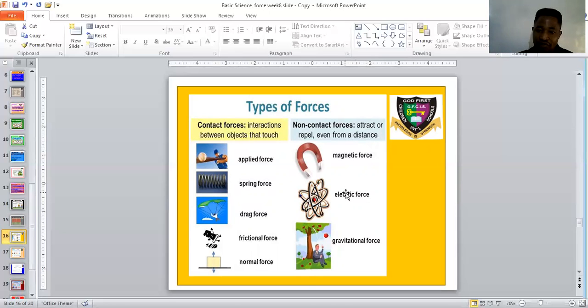Then we also have electric force. I've explained that earlier. Gravitational force. You can see this man sitting under an apple tree, and the apples are falling off and hitting his head. That's gravitational force. All right, on to the next picture here.